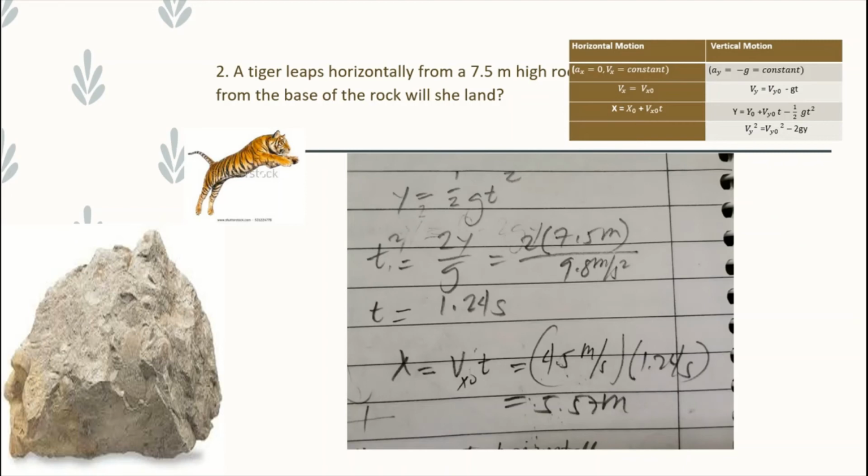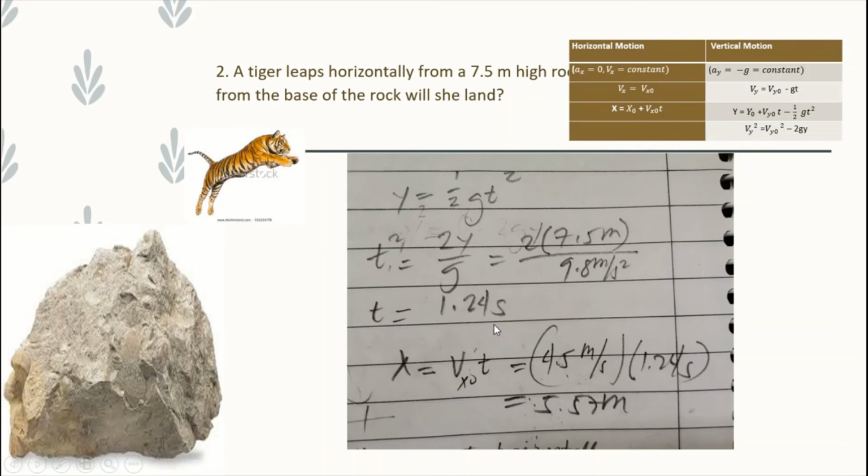Here's the solution. Again, for solving time, we often use this one if there's no given initial distance and initial velocity. But for most problems in projectile, those two are really zero. So you can just directly use this equation. Y is equal to 1 half g t squared. Solving further, we have time is equal to 1.24 seconds.